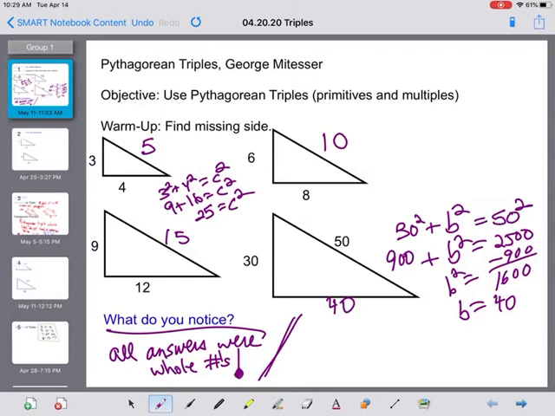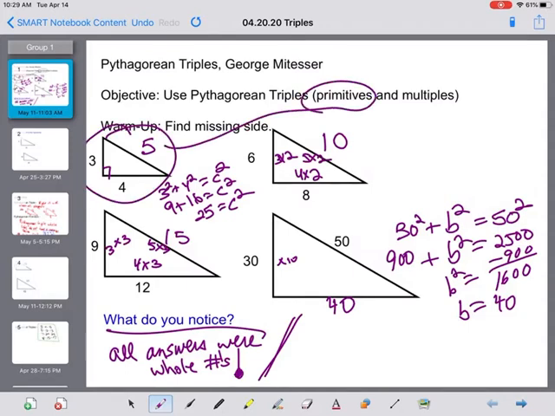And then there's something else that you might notice. They're all multiples of this base case of 3, 4, 5, right? 6, 8, 10 is 3 times 2, 4 times 2, 5 times 2. And then 9 is 3 times 3, 4 times 3, 5 times 3, and then this is times 10, right? So 3, 4, 5 will be what we call a primitive, and then the rest will be what we call multiples, but they're all examples of Pythagorean triples. Okay, let's look at another example.